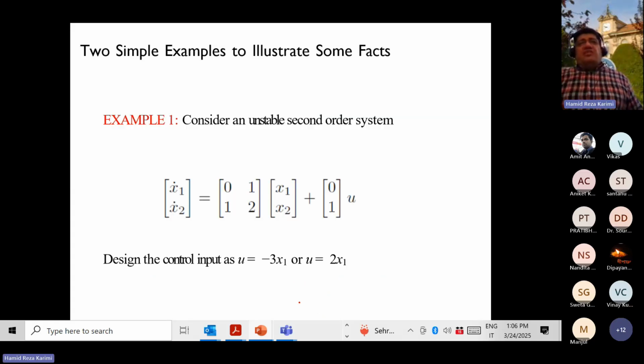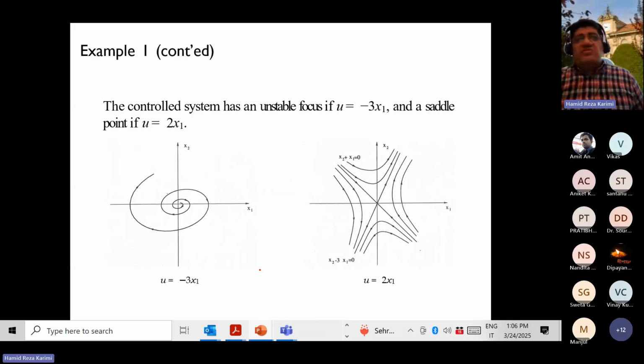So one example: we have this unstable second order system. If you look at this system, you will see that it is unstable. Then for this unstable system, we want to design the control input as u equals minus 3x1 or u equals 2x1, okay? If you choose the control signal u as 2x1 or minus 3x1, then you see that the control system has an unstable focus if u is minus 3x1 and a saddle point if u is 2x1, okay?